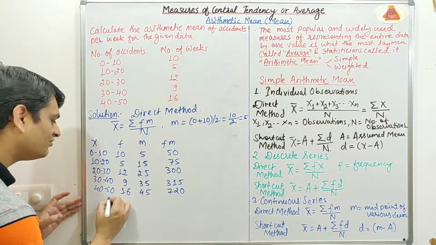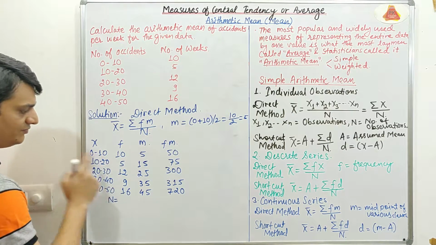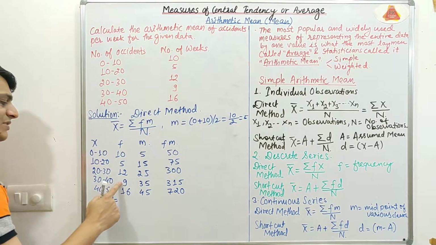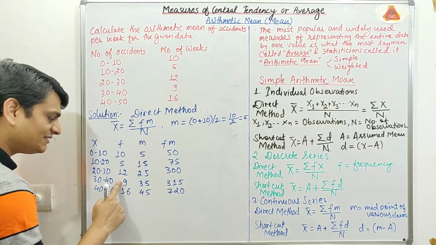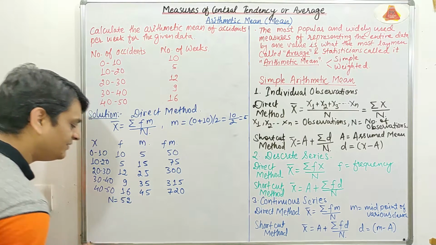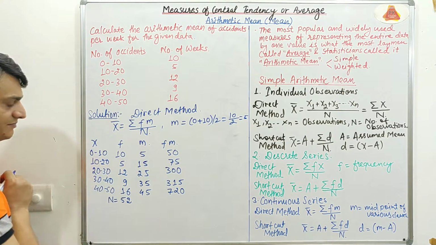Now here we have to calculate the value of n, and n is equal to 10 plus 5, 15, 15 plus 12 is equal to 27, 27 plus 9 is equal to 36, 36 plus 16 is equal to 52. It means 52 weeks are present in a year. This is for 1 year.